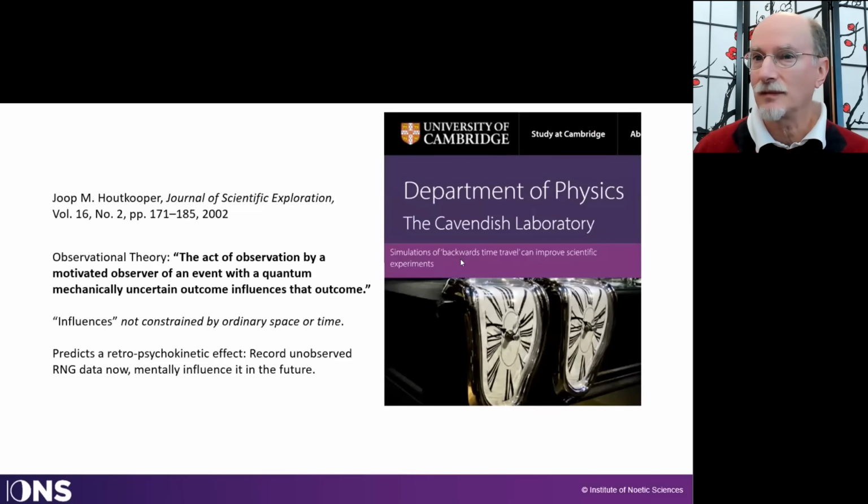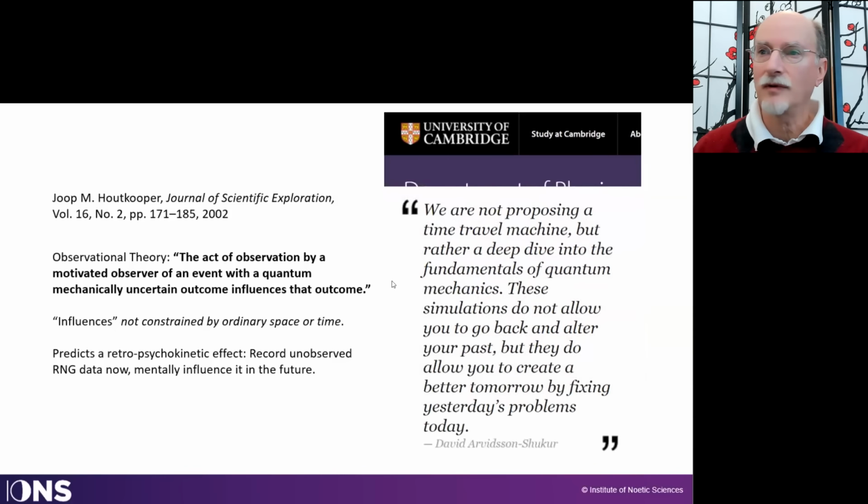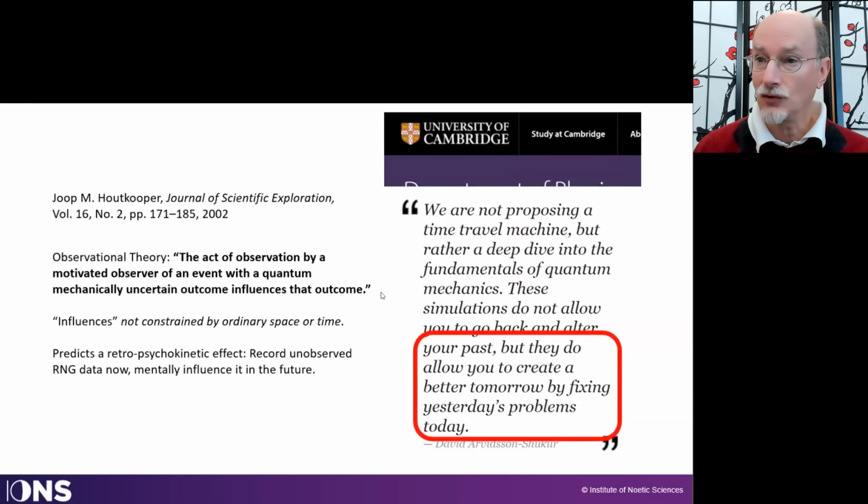Interestingly, this came out just a couple of days ago about backwards time effects, from the Department of Physics at Cavendish Lab, University of Cambridge. We're not proposing a time travel machine, but rather a deep dive into the fundamentals of quantum mechanics. These simulations do not allow you to go back and alter your past, but they do allow you to create a better tomorrow by fixing yesterday's problems today. That is more or less how these experiments worked.